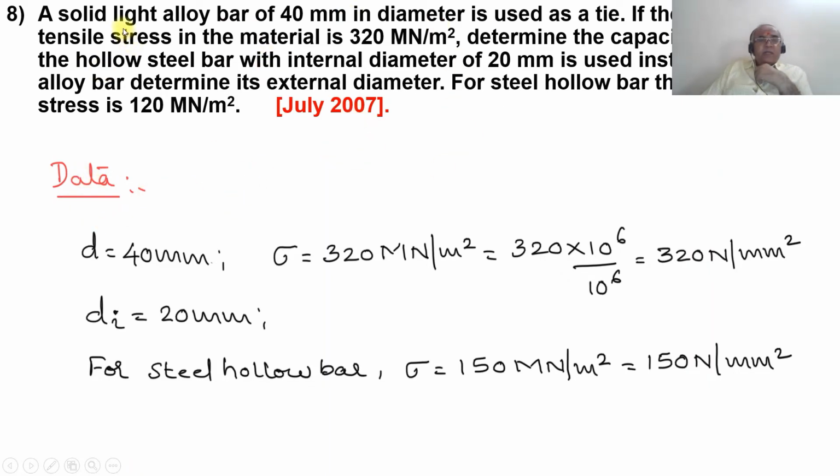So what are the data given? A solid light alloy bar of diameter 40 mm. So D will be equal to 40 mm.